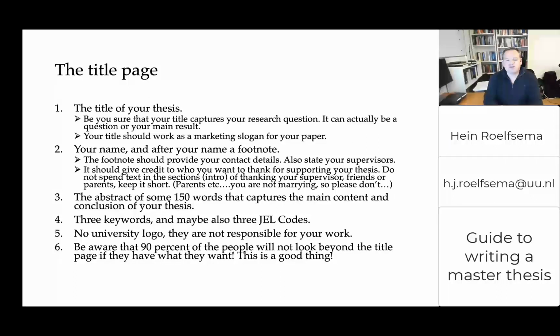Then on the title page, a very important part should be an abstract. An abstract of your research questions and main findings, and aim for some 150 words. Often this is very difficult to write. It's often too long. So look in other papers how they do it. It's not easy. It should capture the main content and the conclusion of your thesis.